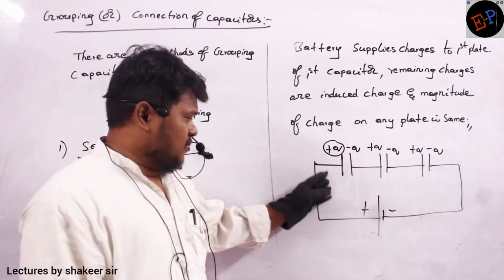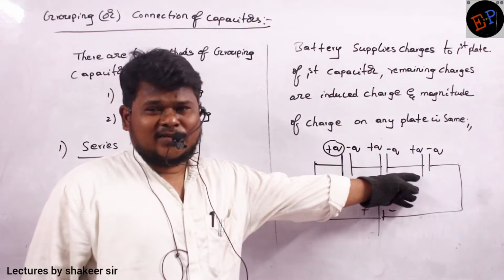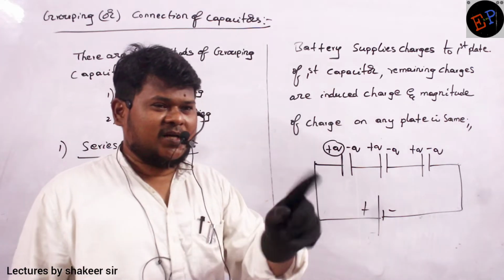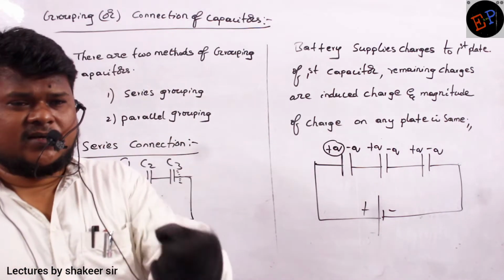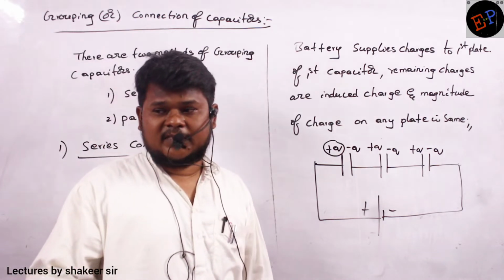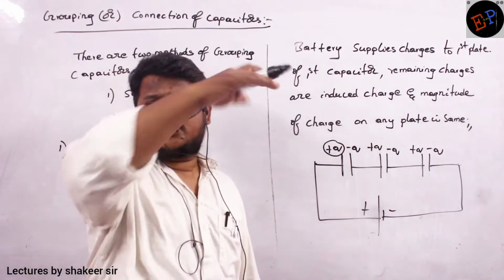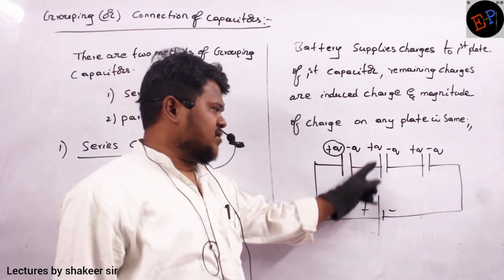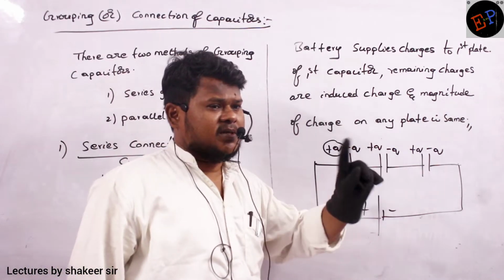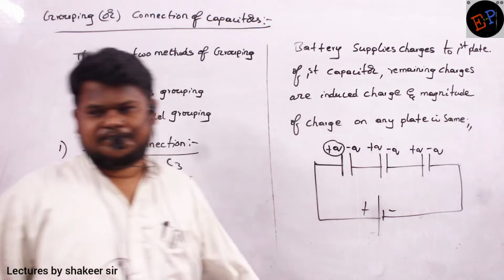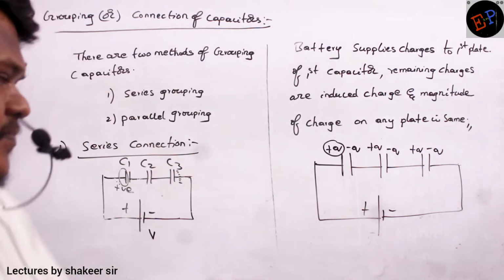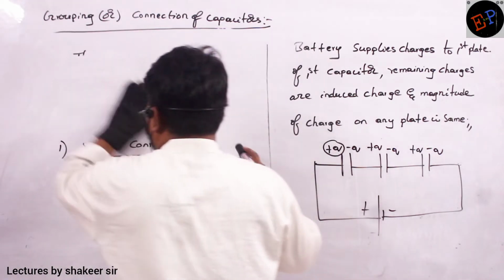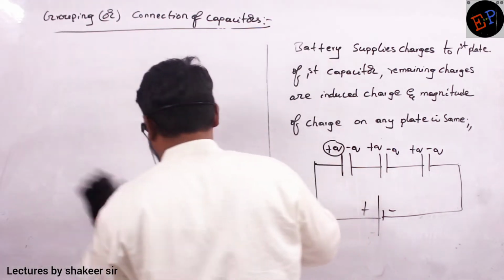Since each capacitor has this much charge on it, people think the battery supplied every one of them. No. The battery is supplying charge only to the first plate of the first capacitor in series connection. Remaining all the charges are induced charges and they are not supplied by the battery. So minus Q, plus Q, minus Q, plus Q, minus Q are not supplied by the battery. Only this one is supplied by the battery. Clear? That's it. Now see, let us see how I can understand this concept.